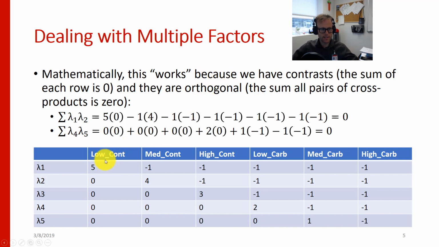Because we have contrasts, the sum across all the columns in each row is 0. And furthermore, all these contrasts are orthogonal, which is to say they're not going to be correlated with each other. We can test that they're orthogonal by taking the sum of all of the cross products, right? So we take individual pairs of cross products, for instance, lambda 1 and lambda 2. We add their cross products together, and those sum to 0. We'll condense this and also look at lambda 4 compared to lambda 5. If you summed any pair of cross products, the sum of the cross products is going to equal 0 in this coding scheme. So this would be an effective set of orthogonal contrast codes by which we could analyze these data.